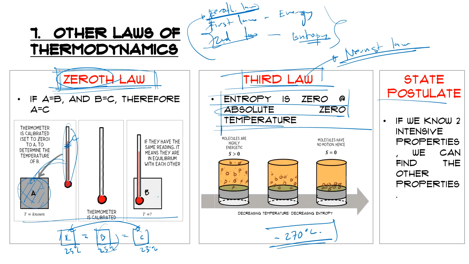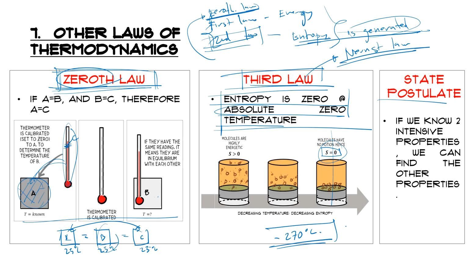Recall that the second law says entropy is generated and is never destroyed. So if we are at a higher temperature, we have more entropy. But if we get down to negative 270 degrees C, we can achieve zero entropy.